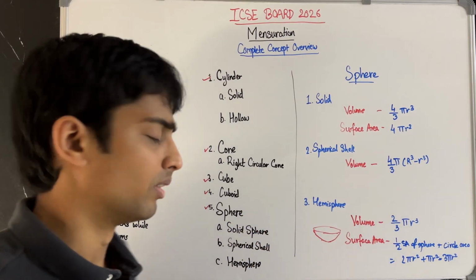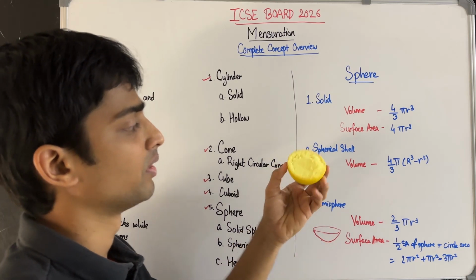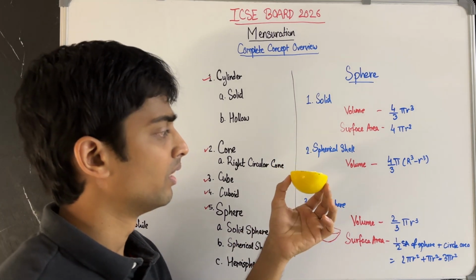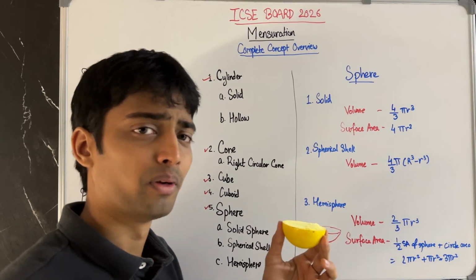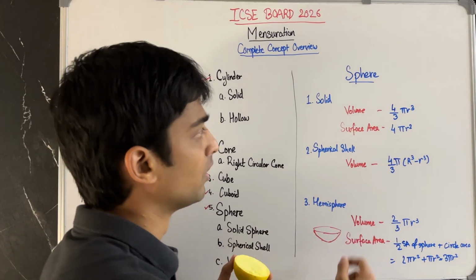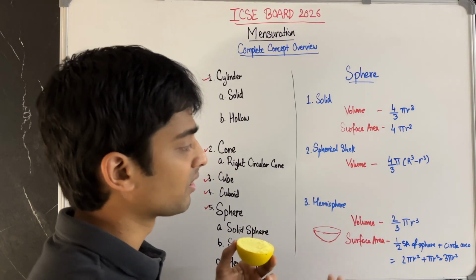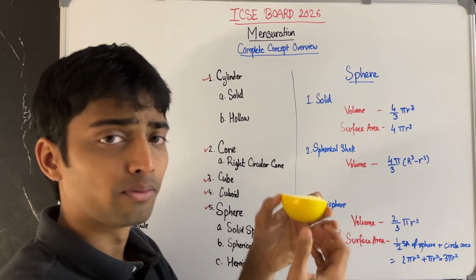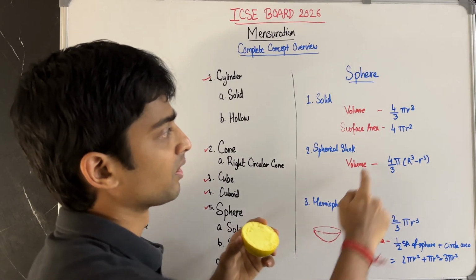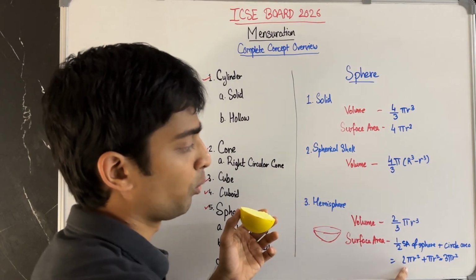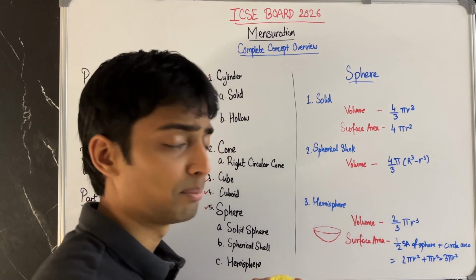Now we have hemisphere. If we cut this into two parts, we will get a hemisphere. So this is the half of the sphere. So the volume of a hemisphere will obviously be half of the sphere. So 4/3 pi r cube upon 2 will be 2/3 pi r cube. Now the surface area would be half of the surface area plus the area of this portion. So the surface area is 4 pi r square. So half will be 2 pi r square plus the circular area will be pi r square. So the answer is 3 pi r square.